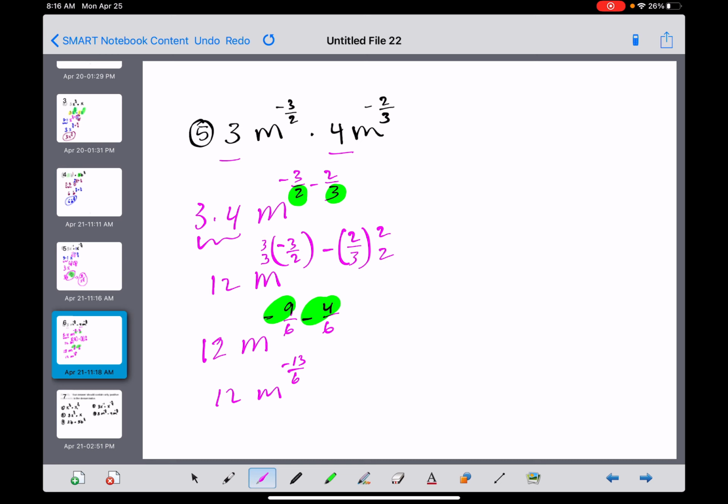And again, this right here is negative, so we have to bring it down. So the final answer is 12 over m to the 13 over 6. And that's your final answer.